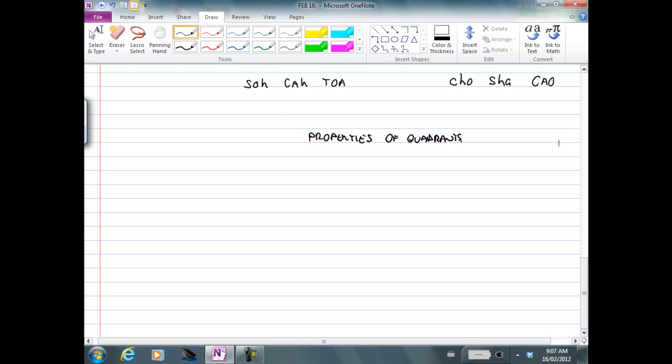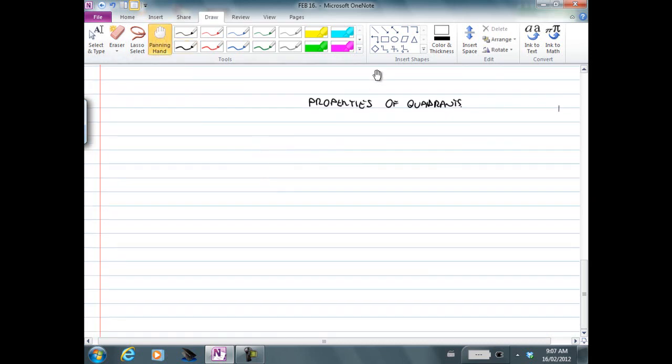Quadrants. So let's draw our quadrants. Keep it simple. Here is quadrant 1, quadrant 2, quadrant 3, quadrant 4. Now, in quadrant 1, there's a term that a lot of people like to use. They call this A. You may have heard of this before.